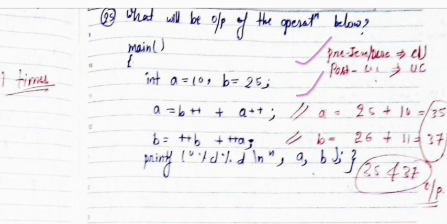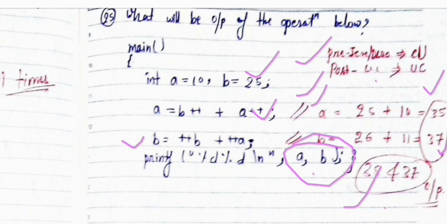So the value of a is going to be 25, because first we use the value of b, and the value of a is 10, which is also used. When we use these values of a and b, we get a equal to 35, and after using the post increment we change the values of a and b, and we get b equal to 26 plus 11, that is 37. So the output of this program is 35 and 37.